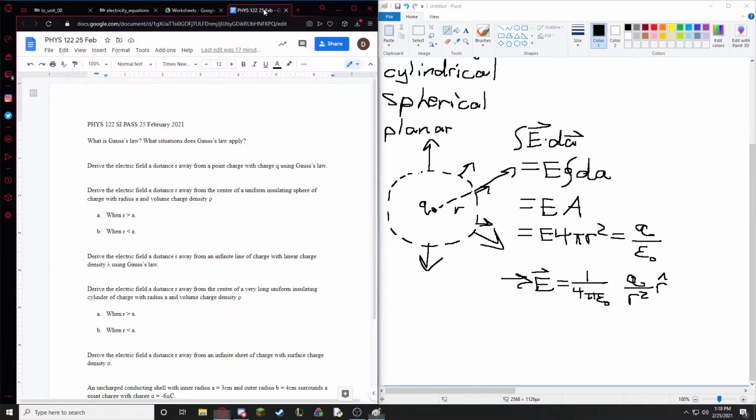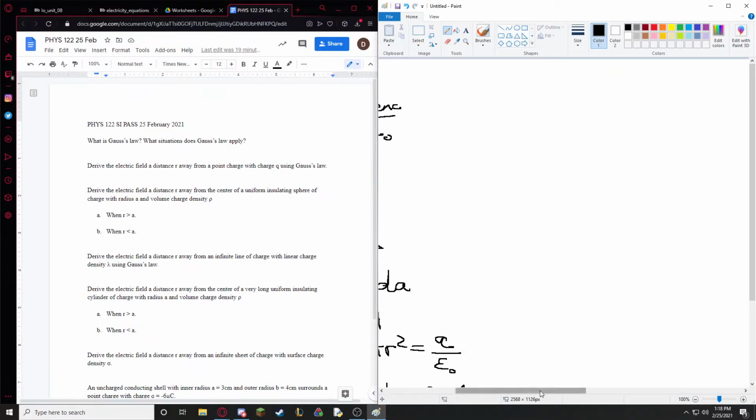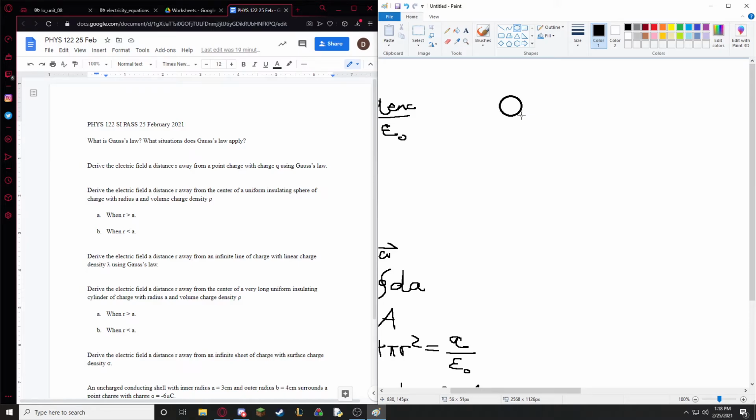All right. So we've done that for a point charge, and we know our Gaussian surface was a sphere. Now let's do another example where instead of a point charge, we have a uniform insulating sphere of charge. I'm actually going to make it bigger. We're going to have this sphere of charge here.